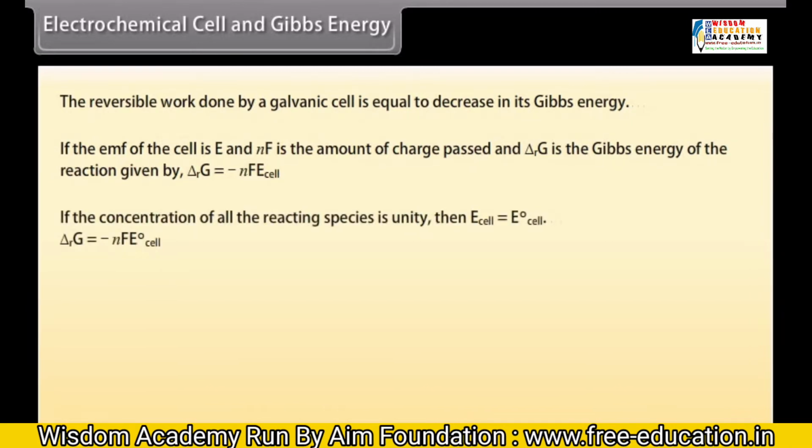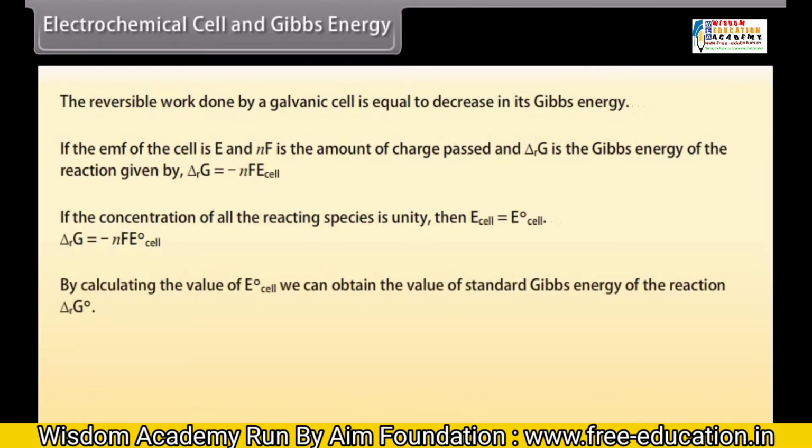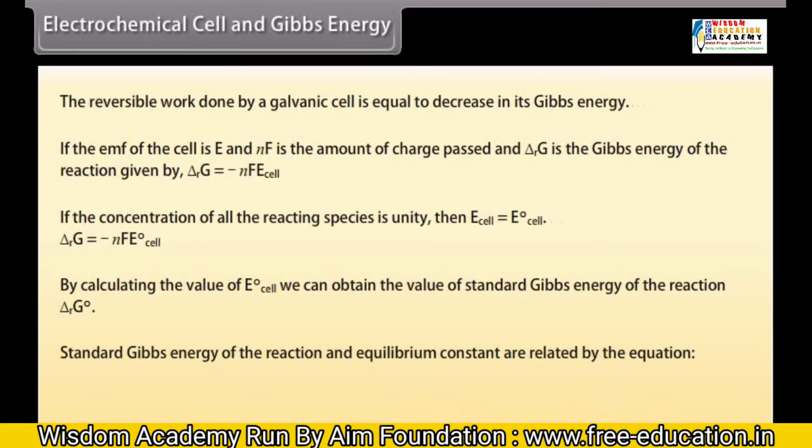If the concentration of all the reacting species is unity, then E cell is equal to E naught cell. Delta rG is equal to minus nF E naught cell. By calculating the value of E naught cell, we can obtain the value of the standard Gibbs energy of the reaction, delta rG naught. Standard Gibbs energy of the reaction and equilibrium constant are related by the equation delta rG naught is equal to minus RT natural log K.